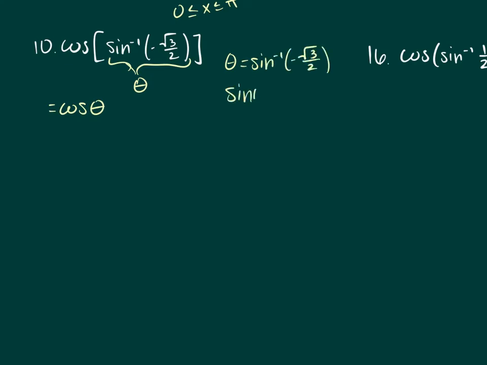So sine of theta is equal to negative square root 3 over 2. This would be in quadrant 4, since we're dealing with sine inverse. So we have negative square root 3 and 2. Use Pythagorean theorem to do 4 minus 3 is 1. So our cosine of that same theta is just going to be 1/2.